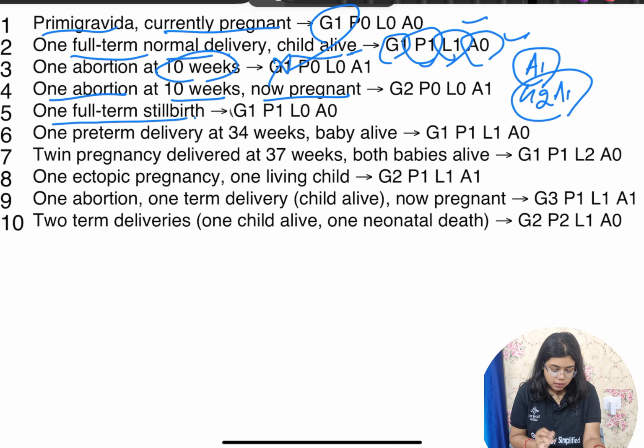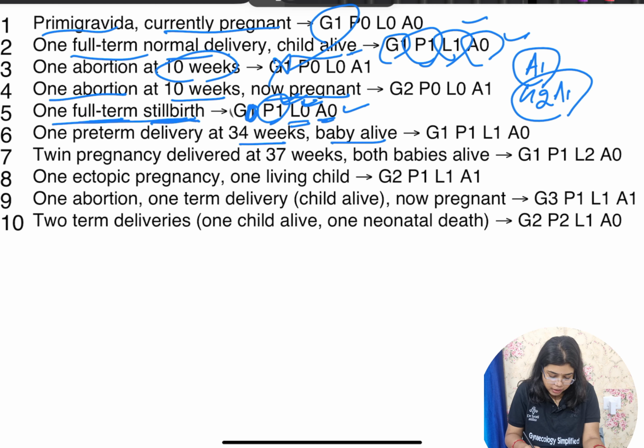Then one full-term stillbirth, and let's say now she is not pregnant. Only one full-term stillbirth. So gravida will be 0, because she has already delivered. Now there is no pregnancy, so she is not gravid. And then what about parity? Because it is full term, there will be para 1. But it is stillbirth, that means the baby is not live, that means L0. And there is no history of previous abortion, that means A0. Understood?